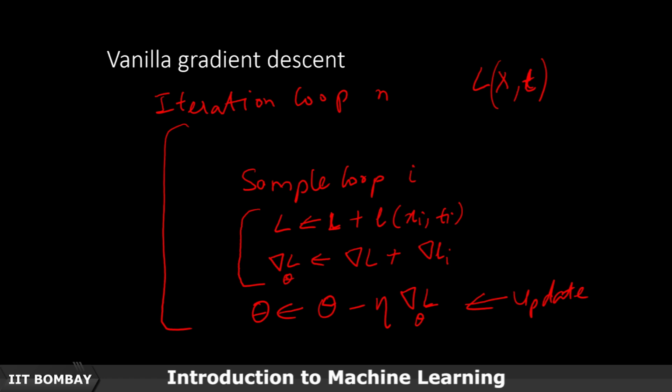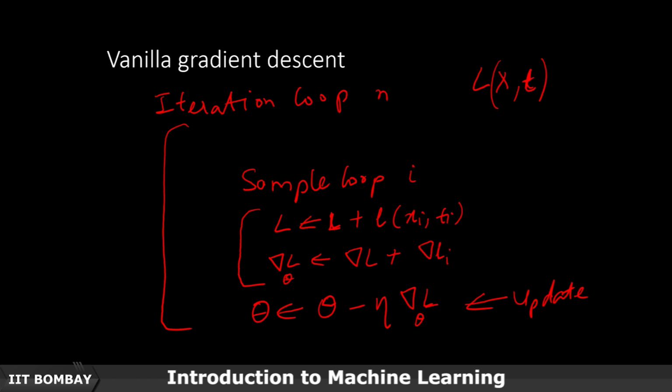So either n is some fixed number like 1000, or the gradient does not change. So if you take the mod of del of L, then that is quite small. If the gradient does not change quite a bit, then that means we have reached a flat region of the loss, and we will stop updating. So one of the two conditions can be used for this vanilla gradient update.